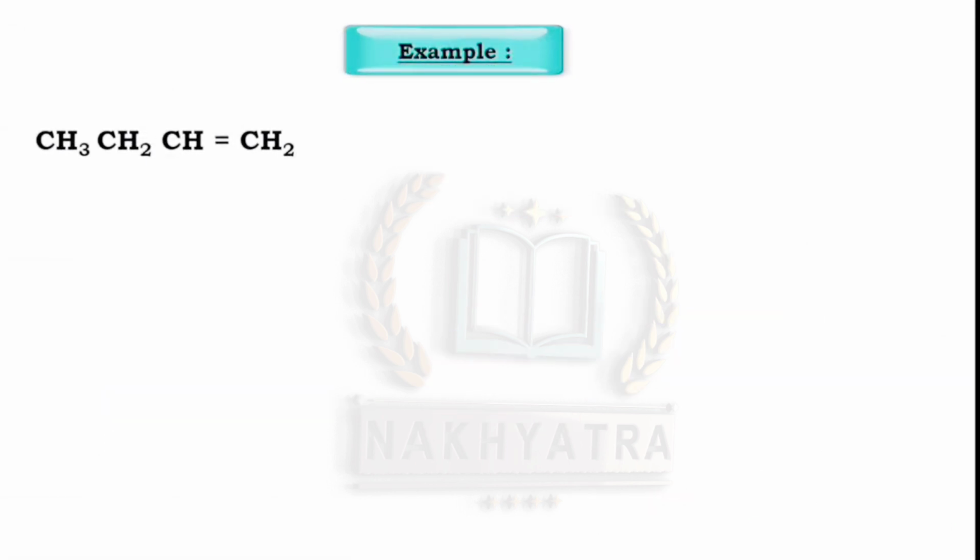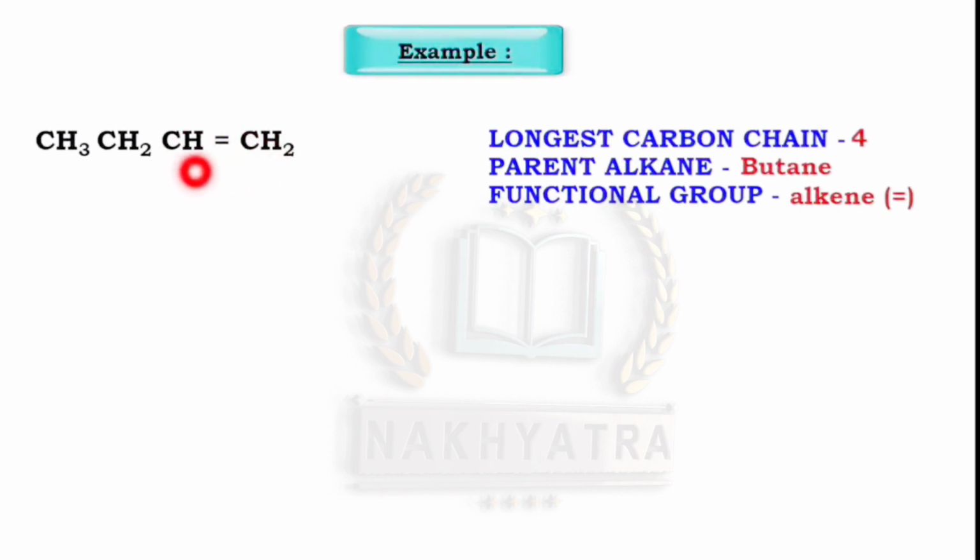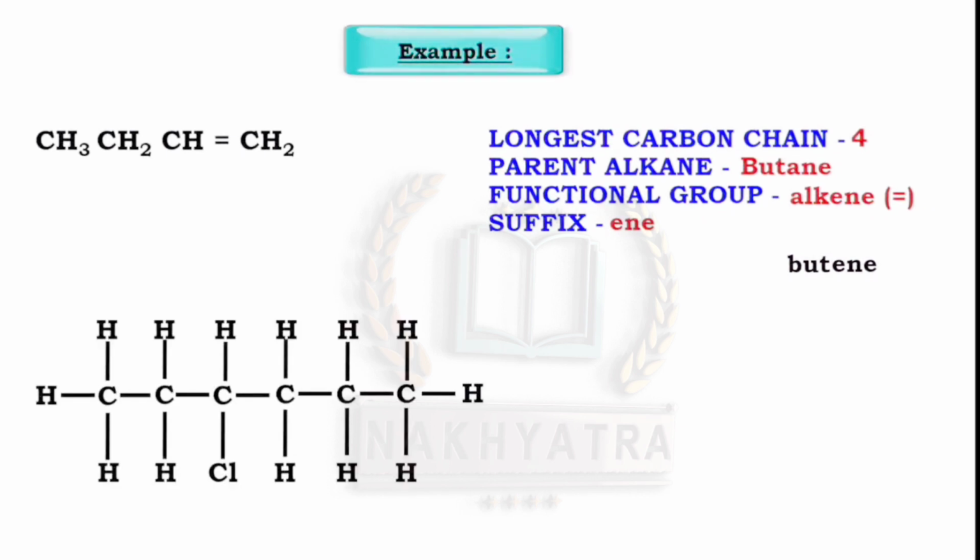Now see the third example. Here also the longest carbon chain has 4 carbon atoms, and the parent alkane is butane. But here the functional group present is alkene, that means a double bond is present, as you can see here. So the suffix is ene. Now write the compound name. First the parent alkane, butane. Now add the suffix, so it is butene. So this compound is butene. Clear everyone?